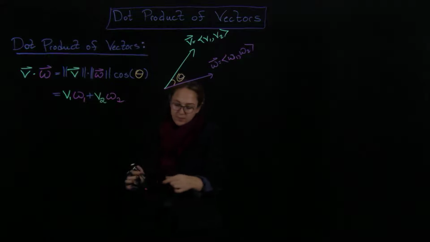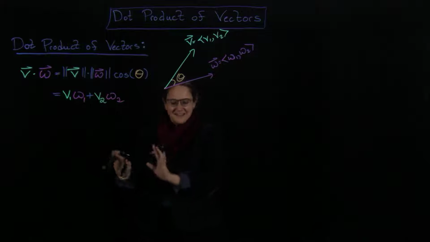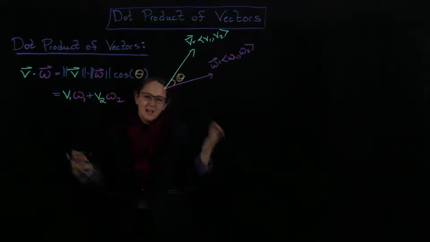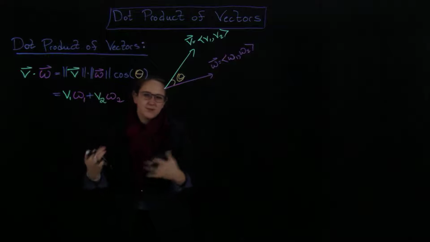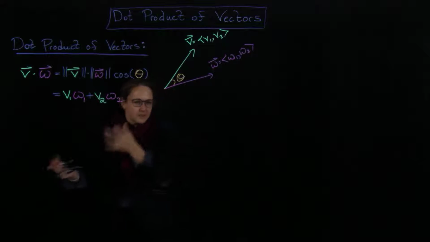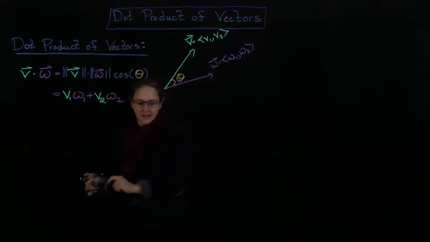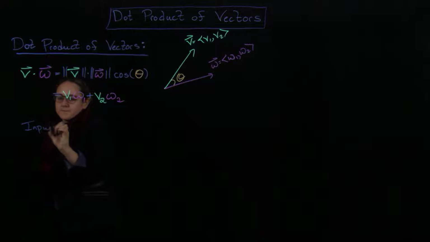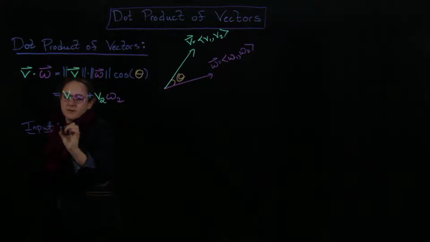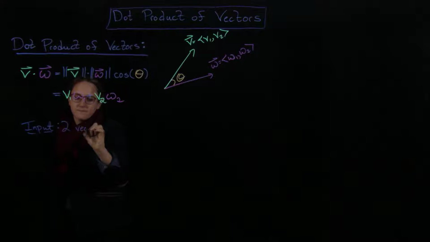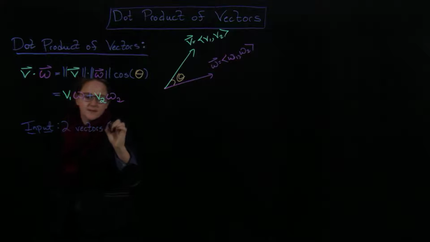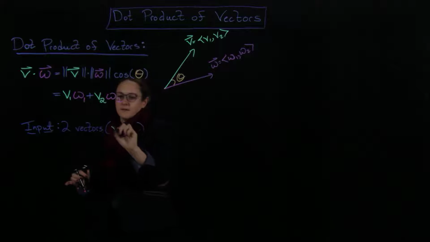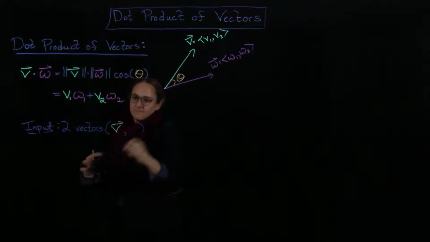It's really important to keep straight, and a lot of times students get a little confused: what are the inputs and what are the outputs? This is something you should always ask yourself. It's not just students, everybody gets confused about this. What kind of object am I even talking about? Part of that is understanding that the input here is two vectors. Specifically, the two vectors that I'm inputting are v and w.